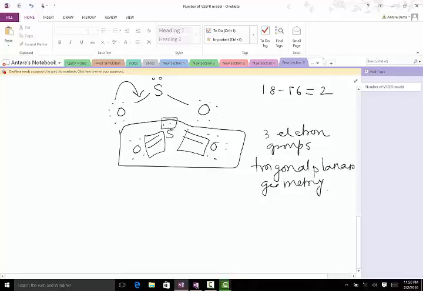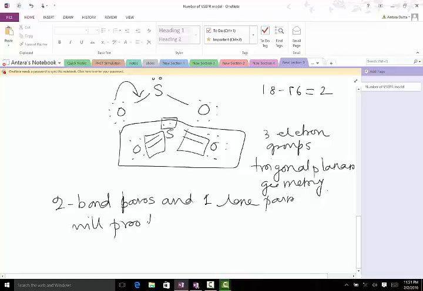Now if it has trigonal planar geometry with 1 lone pair, that means the shape will be different, because the lone pair on the central atom determines the ultimate shape. 2 bond pairs and 1 lone pair will produce a bent shape.